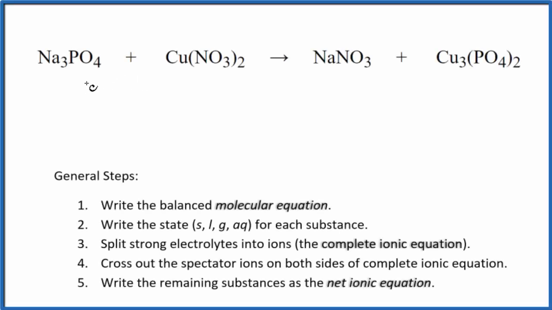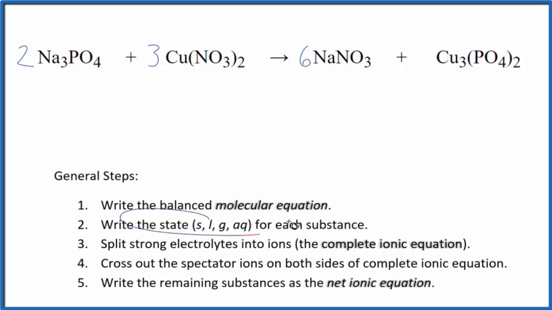To write the balanced net ionic equation for Na3PO4 plus Cu(NO3)2, sodium phosphate and copper(II) nitrate, first we need to balance the molecular equation. The coefficients for this equation balanced would be 2, 3, 6, and 1. If you need help with that, there's a link in the description.